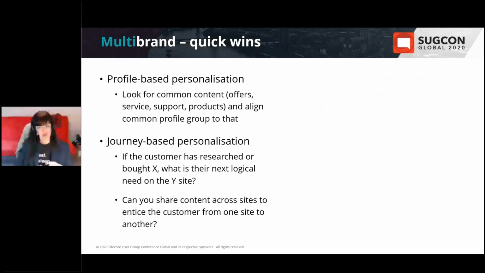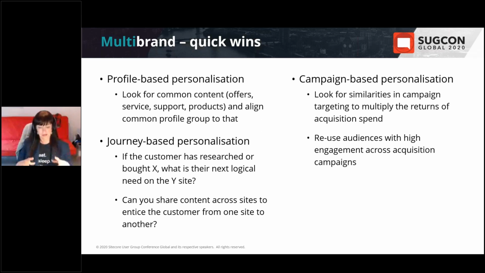Campaign-based personalization is also a really good one here. Now, the campaigns are probably being run by each brand independently, but look for similarities in the campaign targeting to multiply the returns of that acquisition spend. And if possible, if you have separate media agencies, get them together. If you have one media agency, then go to them and say, I need to take advantage of this, okay?